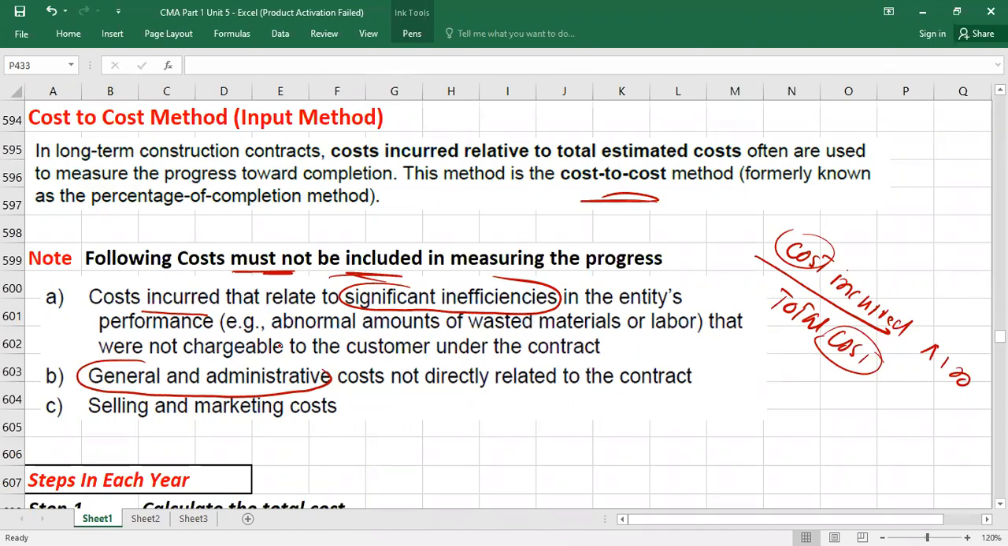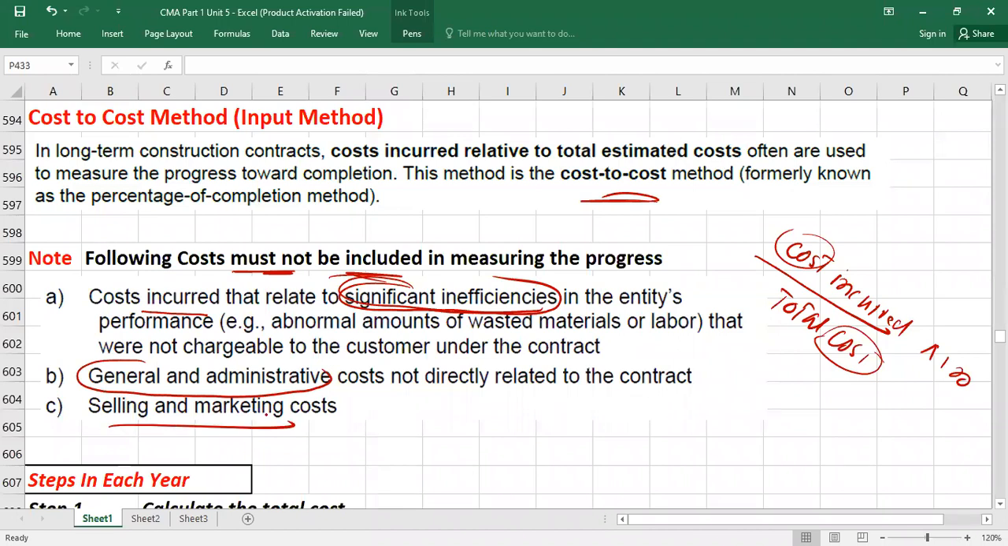Okay, if it is given with the name of significant inefficiencies, why do we ignore significant inefficiencies? Because it is not your routine loss, it is your non-routine loss, and I can't do that. I'm charging to certain projects and not charging to certain projects. And general administration, why am I ignoring it? Because it is not relevant to the one project for which we are calculating the cost.